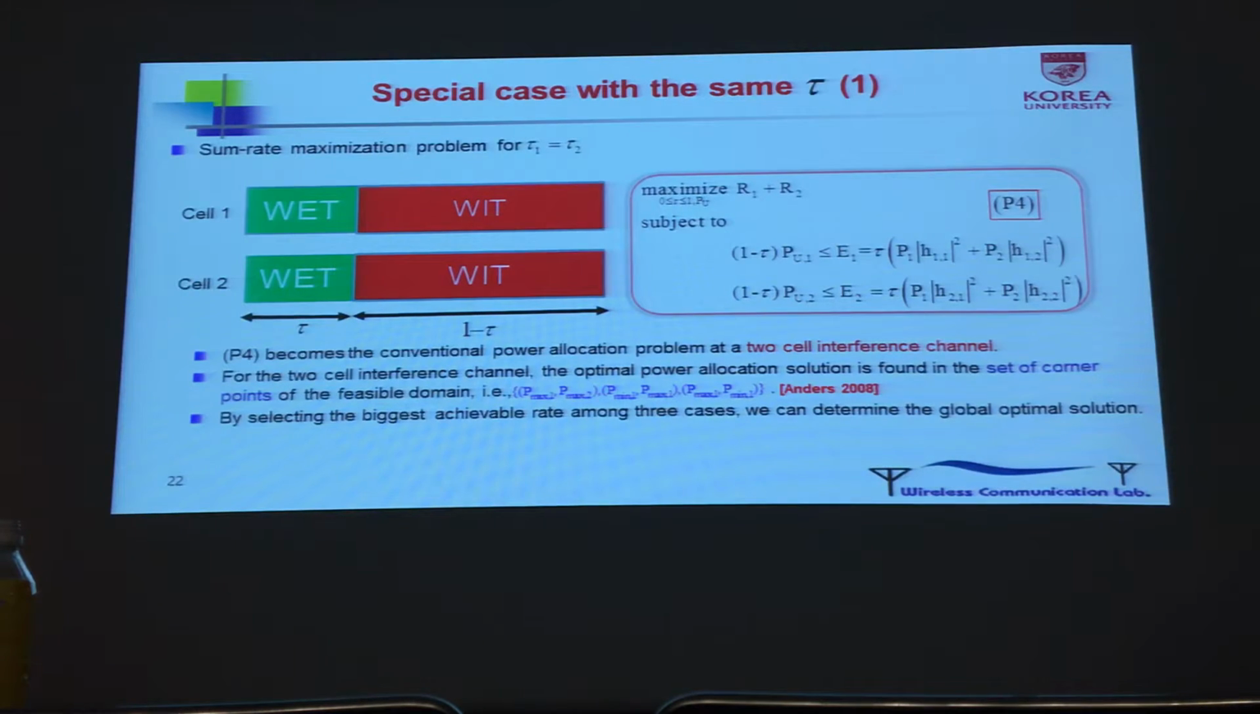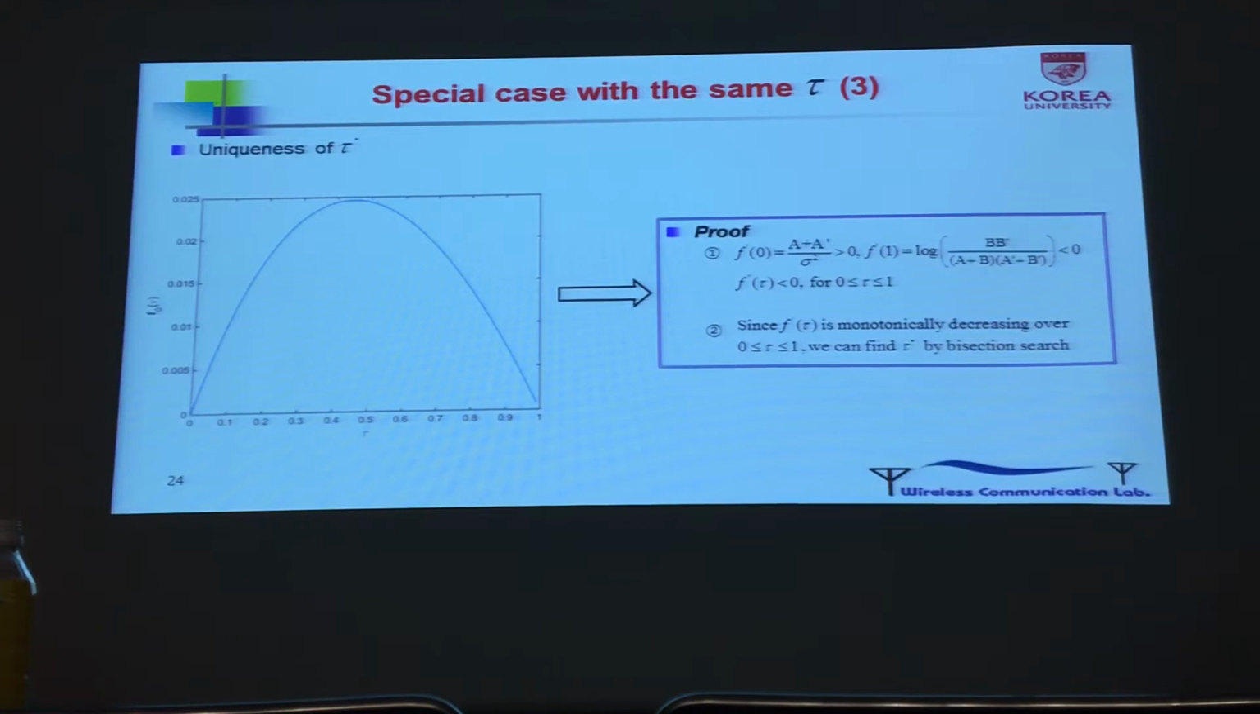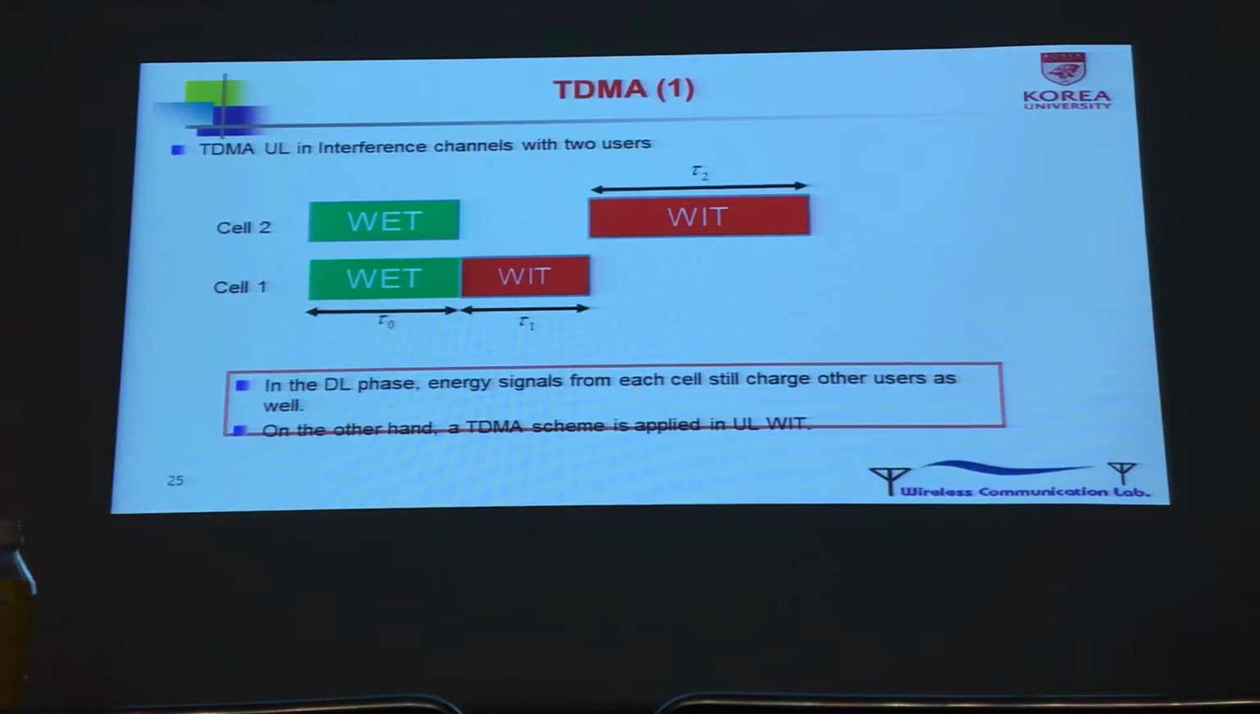As a special case, we can consider a system where the two cells have the same boundary. In this case, we can derive the closed form solution. The closed form solution is shown here. In this special case, the optimal solution can be derived in this one-line expression. We can prove that it has a unique solution.